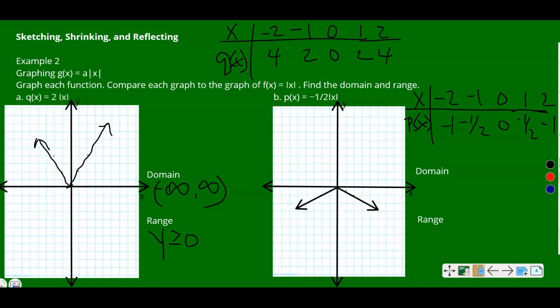All right, the domain, again, goes left and right in both directions forever, so it's all real numbers. So we're going to say that is negative infinity to infinity. And our range, this time it goes down. So it includes 0, but it goes down to the negative. So it's going to be y less than or equal to 0.